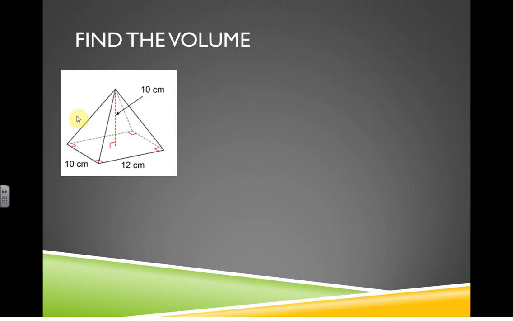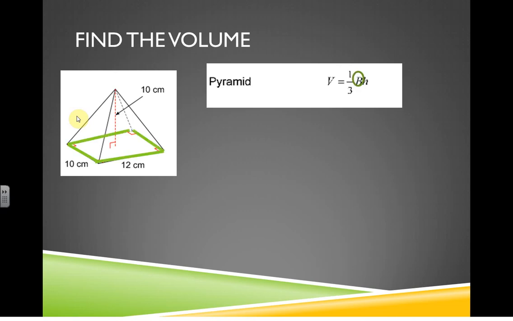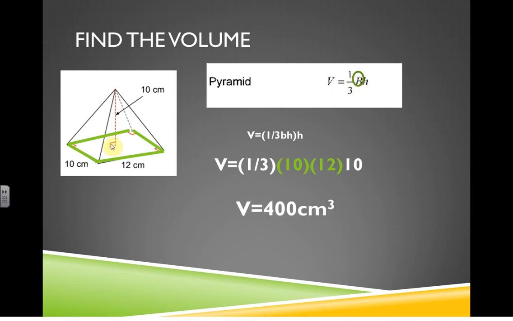Okay, now this is a pyramid. We know it's a pyramid because it comes to a point on the top. Okay, area of the base. Remember, capital B stands for area of the base. So this would be 1/3. That's coming from the volume formula. Area of the base is base times height. So that would be 10 times 12. And then from there, we go 10, which is the depth of the object right here. Okay. And you get 400 centimeters cubed.